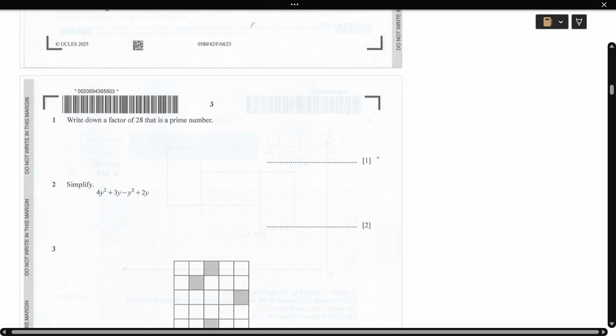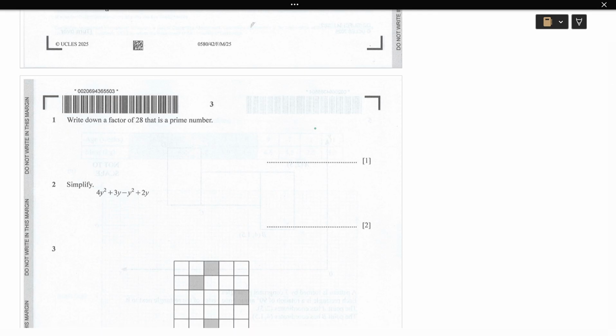Write down a factor of 28 that is a prime factor. So first we'll factorize 28 to 14 and to 7. So the question is write down a factor. We can write any one, so we can write 2 or 7.